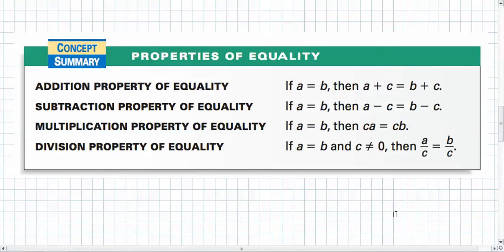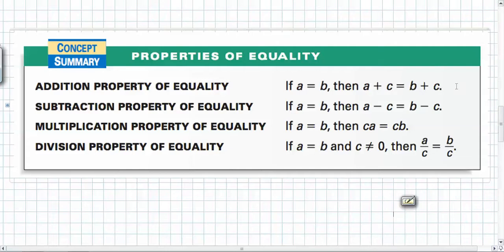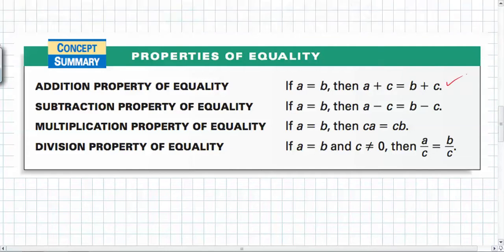What you end up with are these rules, these properties of equality. You have an addition, subtraction, multiplication, and division property. If a equals b, then a plus c equals b plus c. That holds true right here. And then you can do the same thing with subtracting c. And here we're multiplying both sides by c, and here we're dividing both sides by c. So all four of these things are true, and they hold equality. You get equivalent expressions if you perform these operations.